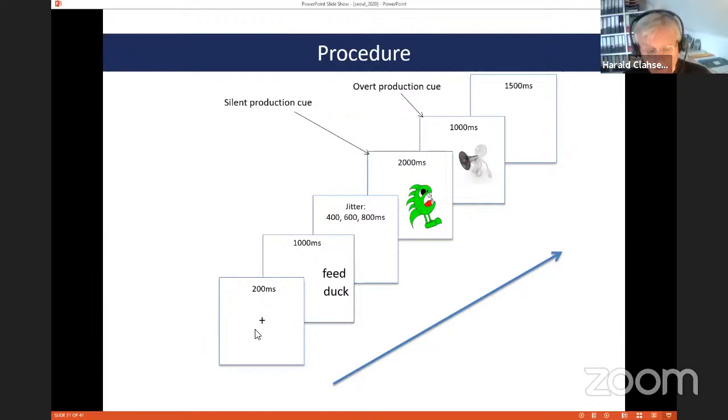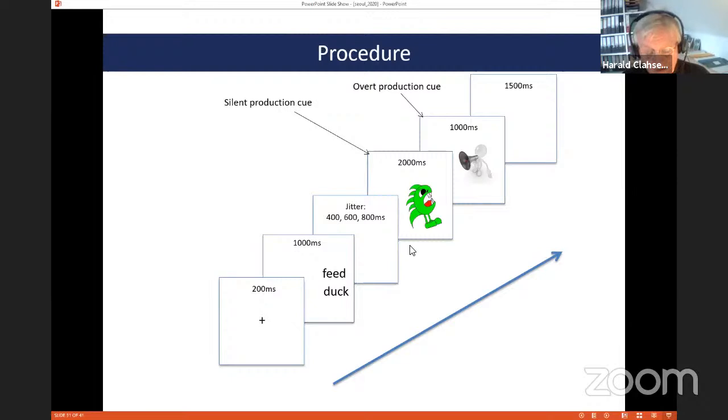Each trial started with a fixation cross in the center of the screen for 200 milliseconds, followed by the visual presentation of a verb phrase. We cannot do this experiment with 3-year-olds. The children that are tested have to be able to read single words or two words, so they have to be primary school children. The phrase is shown for 1 second, and then followed by a blank screen with a jitter of 400 to 800 milliseconds in order to minimize the influence of stimulus-related activity.